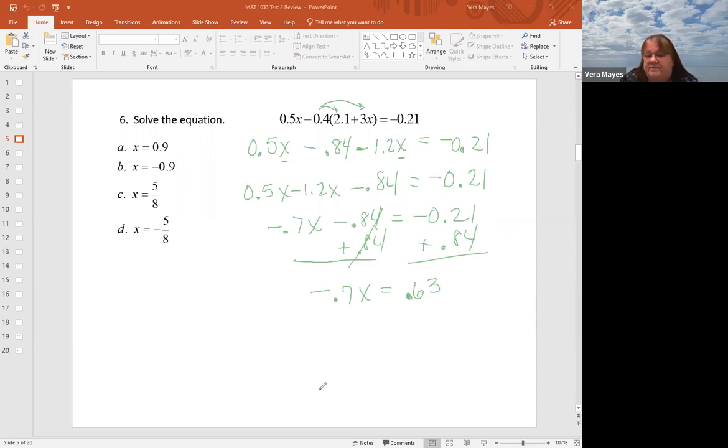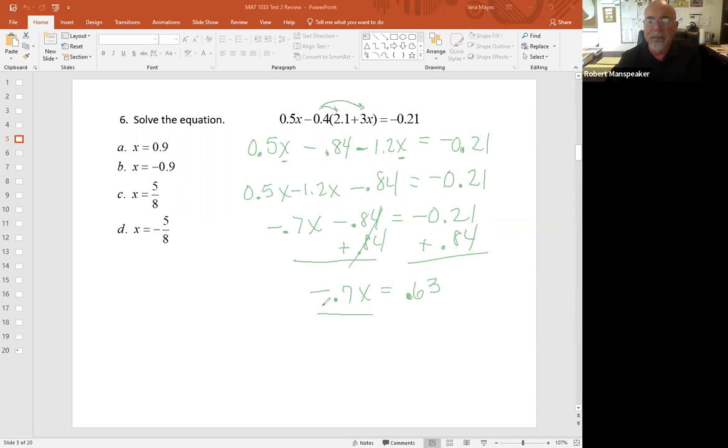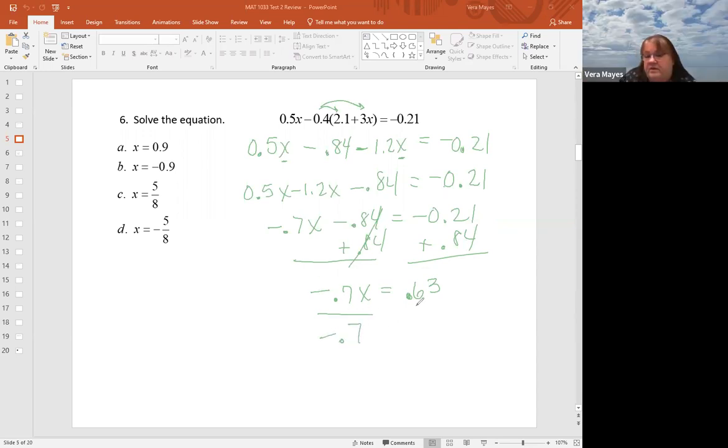What's next? What's our last step? Divide by 0.7. A negative 0.7 though, yeah. Let's bring that negative over because I want a nice positive x. So that will cancel the negative 0.7, leave me with just an x over here. And what do we have at this point? 0.63 divided by negative 0.7, and I get a negative 0.9. And so here is my final answer.